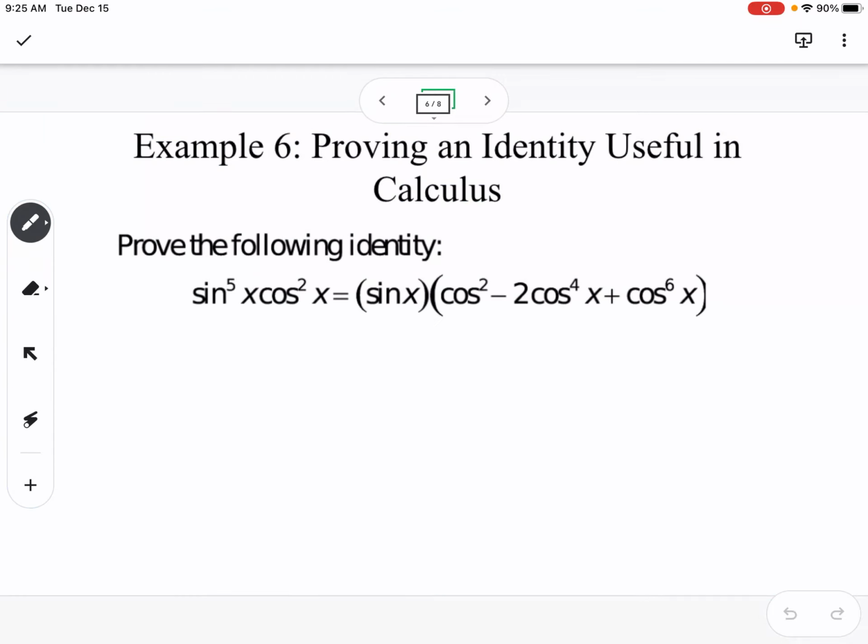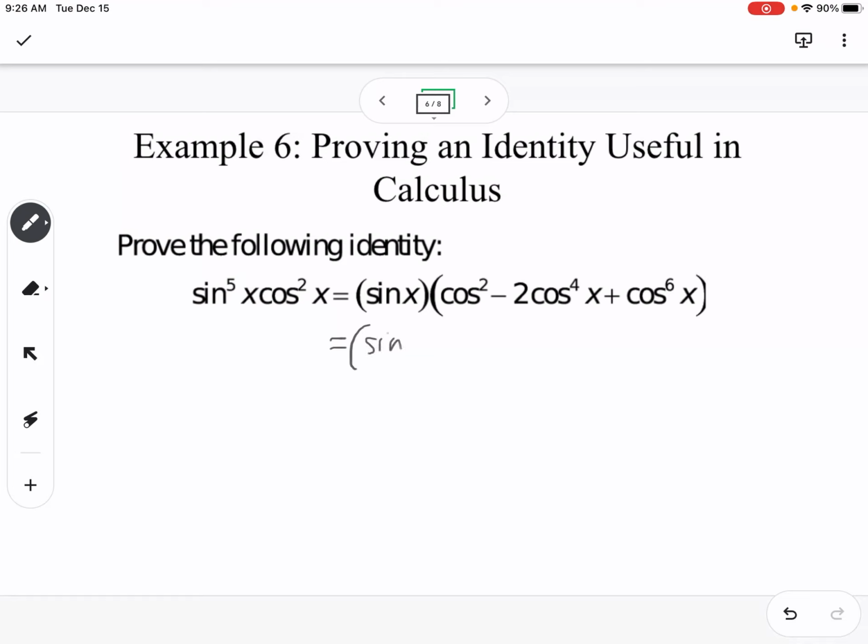Okay, so here's the next one. We have sine to the 5th times cosine squared equals sine times cosine squared minus 2 cosine to the 4th plus cosine to the 6th. Okay, so clearly on this one, the right-hand side is more complicated, so I'm going to start over here.